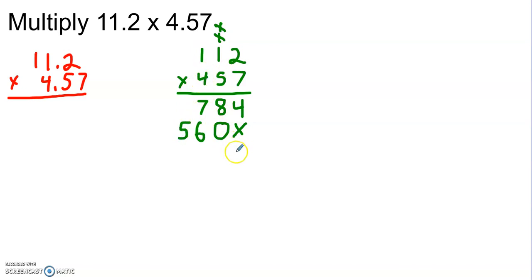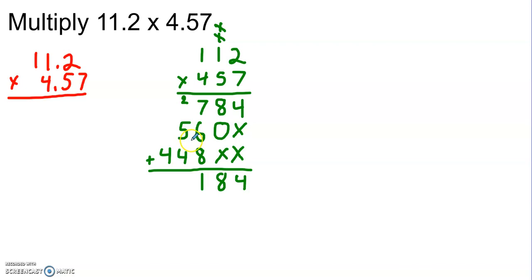Then this 4 is really 400, so I need 2 place value holders. 4 times 2 is 8. 4 times 1 is 4. And then 4 times 1 is 4. And then I'm just going to add these up. 4 plus x gives me 4. 8 plus 0 is 8, plus x is 8. 7 plus 6 is 13. 13 plus 8 is 21. So I bring down the 1, carry the 2.